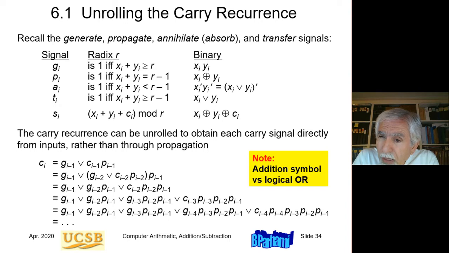Annihilate is the logical NOR of the two bits. And these three signals are mutually exclusive, meaning that one and exactly one of the three is equal to 1. We also define a transfer signal, T_i, which is basically G_i OR P_i, or the logical OR of X_i and Y_i. And the sum bit in position i is the XOR of X_i, Y_i, C_i.